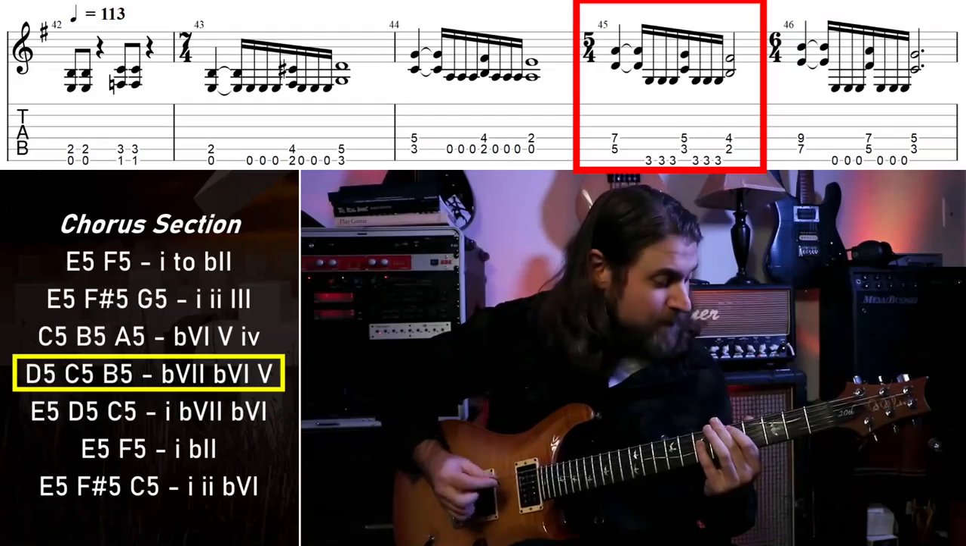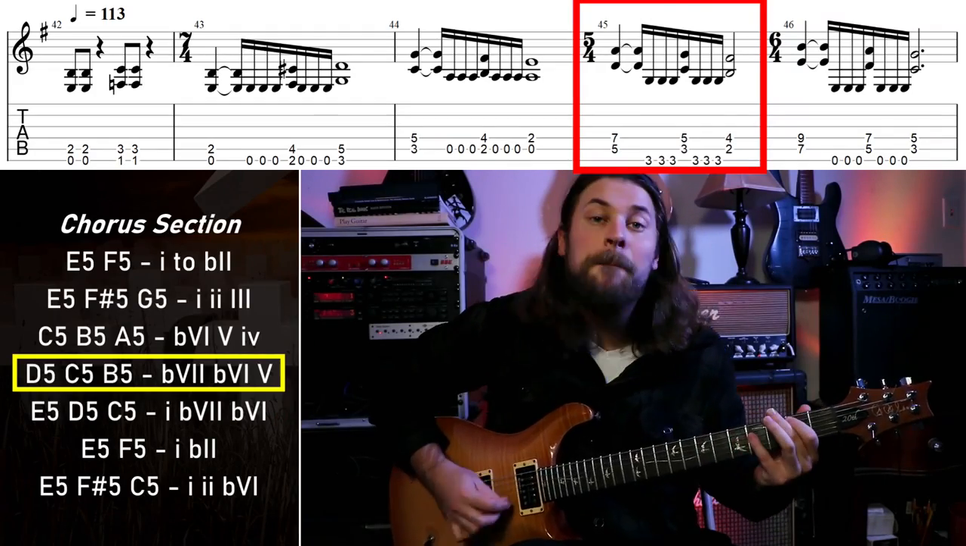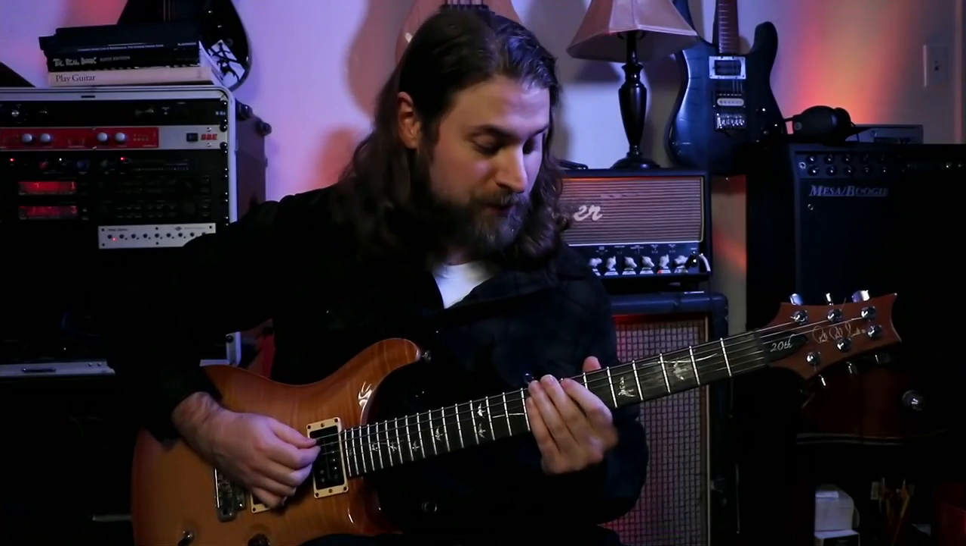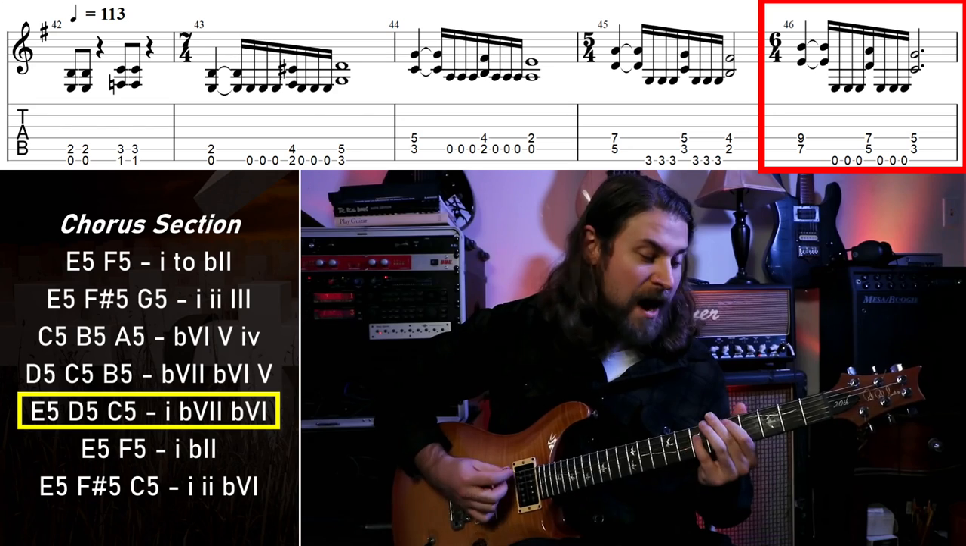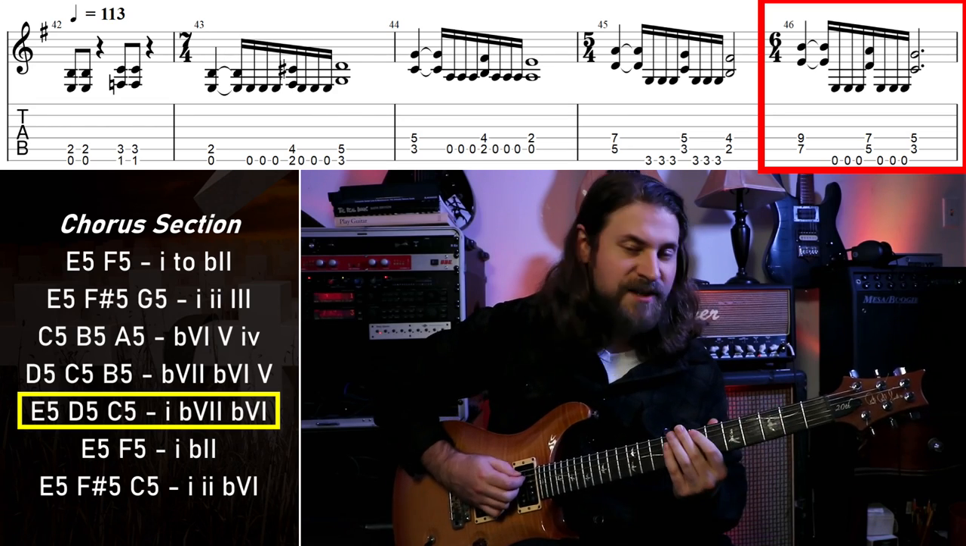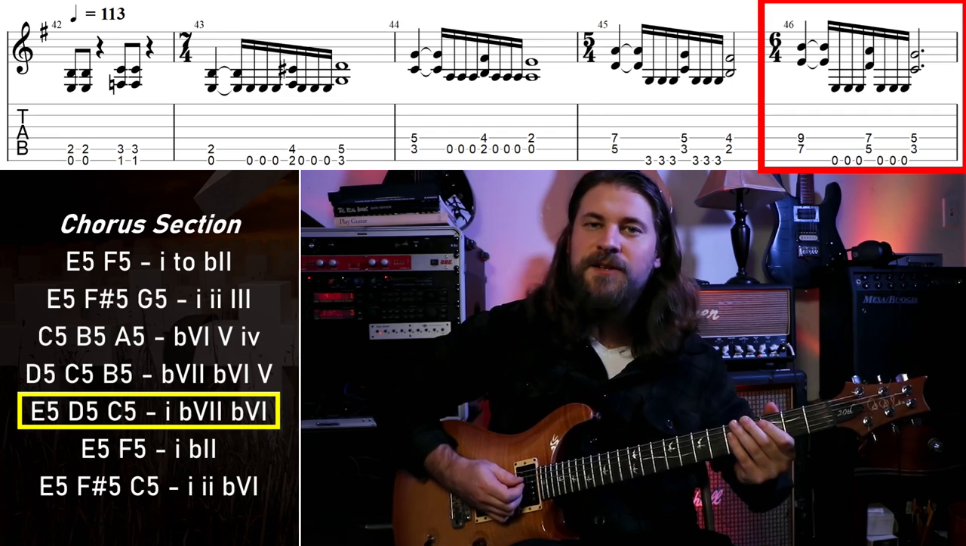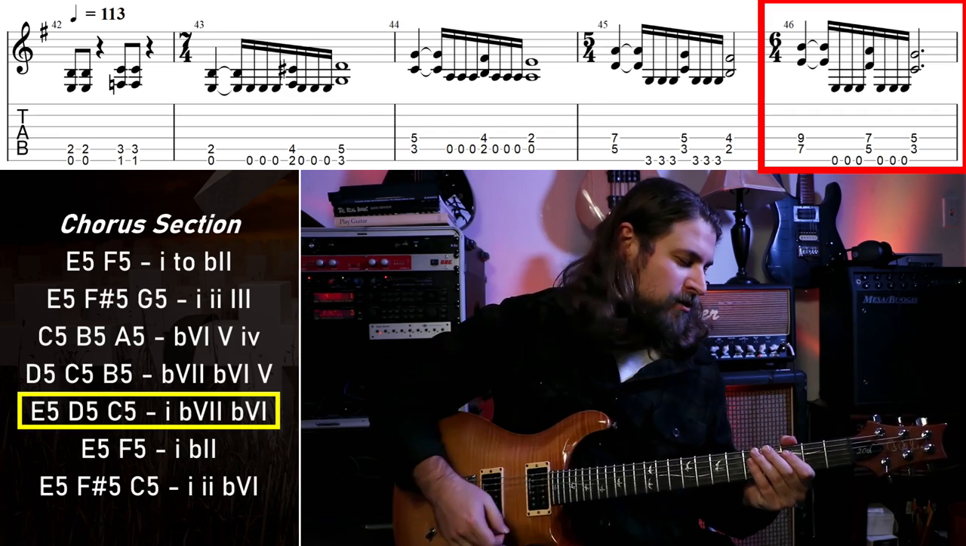We got that D to C, B. And we land on that 5 chord for a little bit. Then we immediately come up to here. 7th fret, 5, 3. Now, that's an E to D to C. Or 1, flat 7, flat 6. That's the Iron Maiden chord progression.